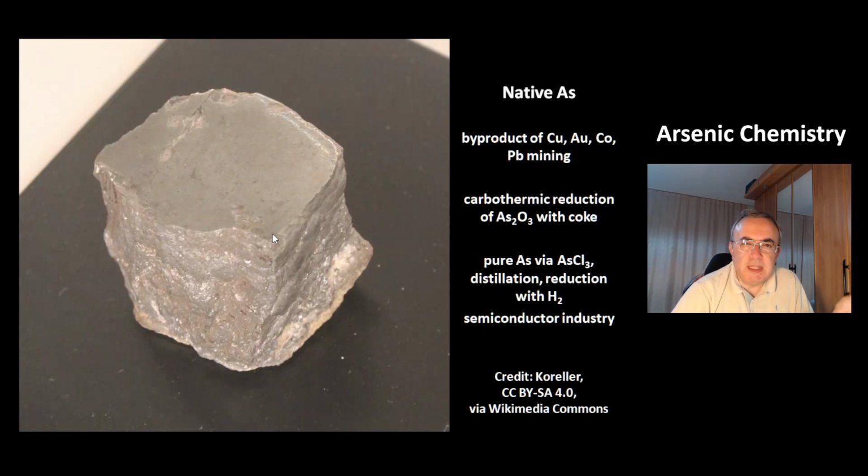This is another picture of native arsenic. Arsenic is a byproduct of copper, gold, and cobalt-lead mining. It can be isolated by carbothermic reduction of arsenic trioxide with coke. Then you can purify arsenic by making arsenic trichloride, which can be distilled and then reduced with hydrogen. Pure arsenic is needed in the semiconductor industry.